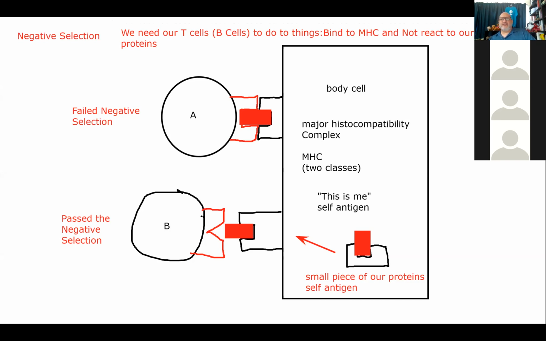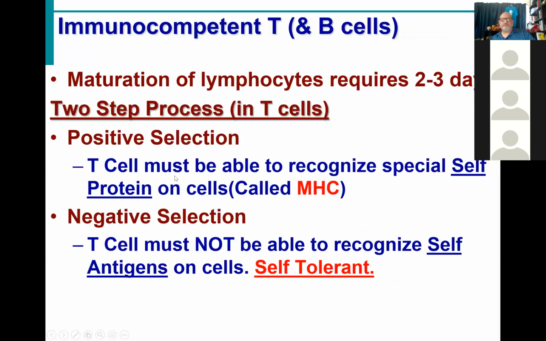With this negative selection, the T cell must not be able to recognize any of the self-antigens. And again, I want to make sure that we mention this here. These self-antigens, remember, are being expressed by the major histocompatibility complexes. So they cannot respond to any of the self-antigens that are being expressed by the major histocompatibility complex. And we say these cells are self-tolerant, meaning that they're not activated by our proteins.